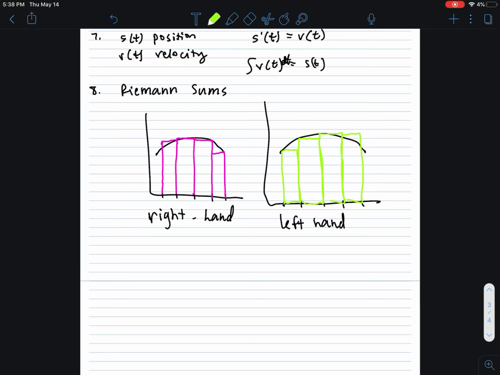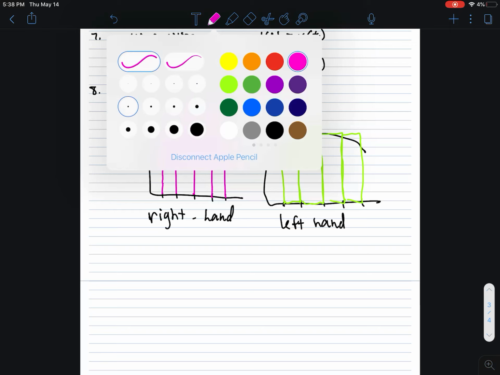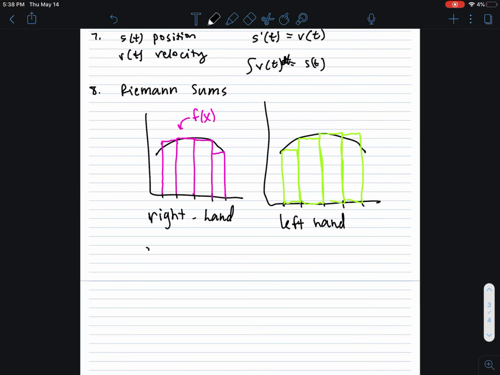If I were to give you a function and say this is f of x, and I wanted you to calculate the integral of f of x dx, that's the area underneath that curve. But if I wanted you to estimate that, then I would want you to calculate, say, the right-hand Riemann sum. If I had you calculate the right-hand Riemann sum using these guys, let's say this is 1, 2, 3, 4, 5. Then these each have a width of 1.